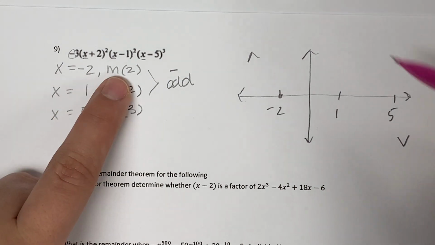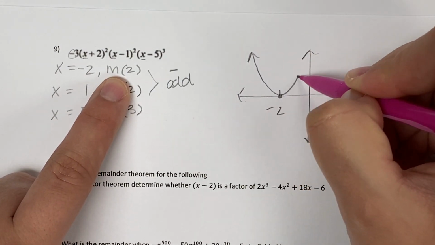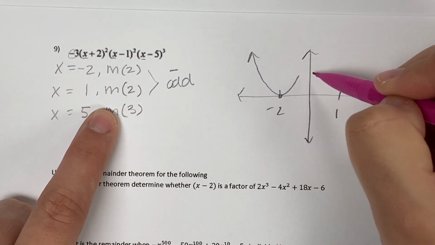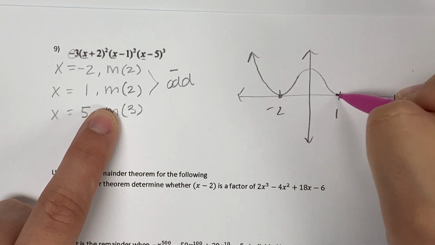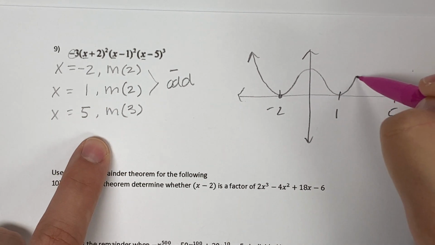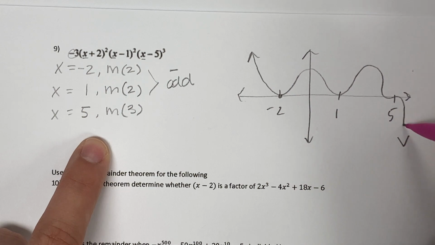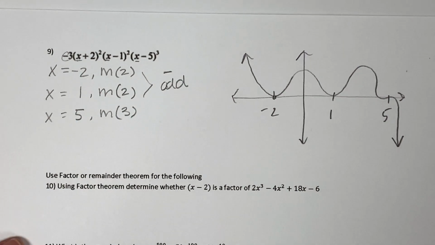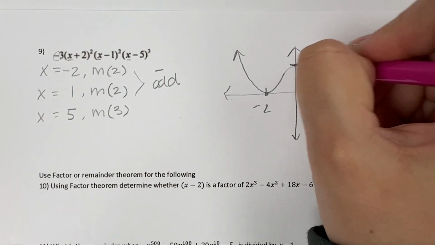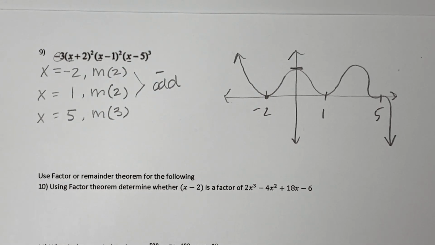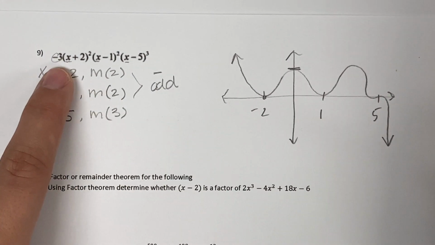At negative 2, we are going to bounce. At 1, we are also going to bounce. And at 5, multiplicity 3, we're going to wiggle. So there's our graph. The only thing we have left is that y-intercept. So to solve for y, we plug in 0 for x.